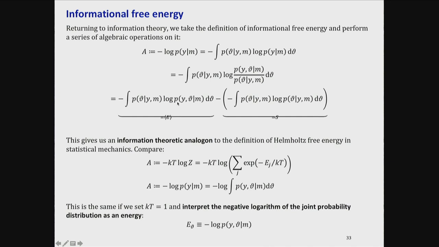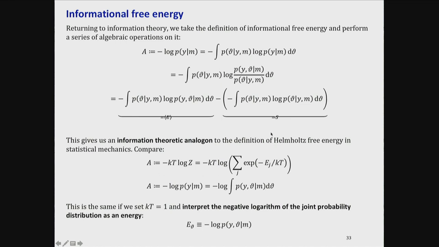Now you can see that this can be interpreted as an expected energy. And this has exactly the structure of an entropy. This is the entropy of the posterior distribution. So it's this expected energy minus the entropy here. And this gives us an information theoretic analogon to the definition of Helmholtz free energy in statistical mechanics. So the main comparison is here.